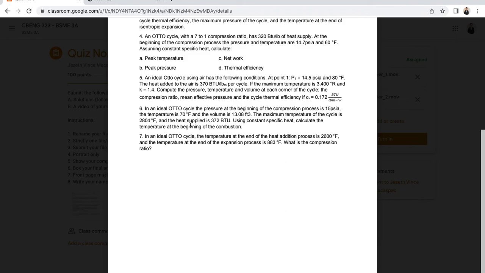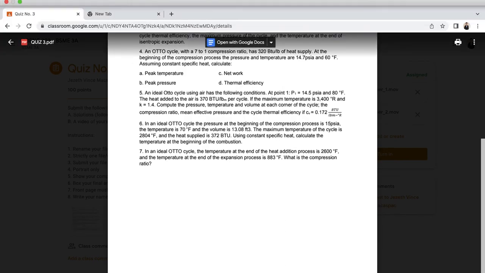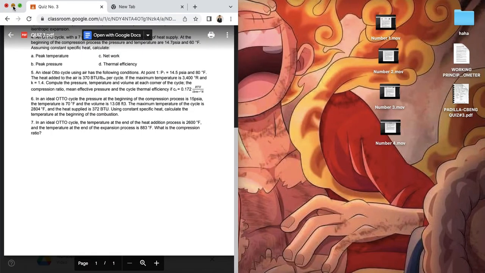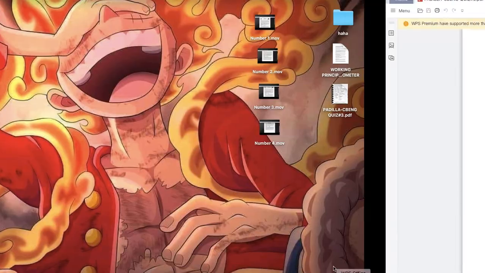at each corner of the cycle, the compression ratio, mean effective pressure, and the cycle thermal efficiency if Cv is equal to 0.172 BTU per pound mass per degree Fahrenheit. So let's proceed to the solution for problem number 5.